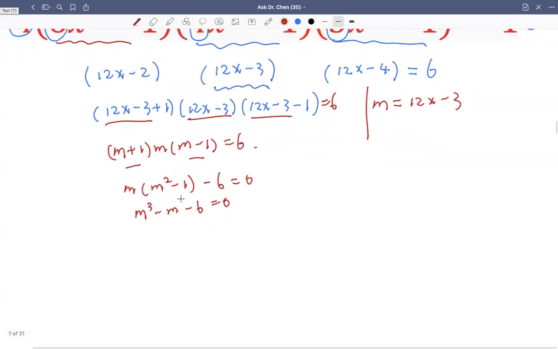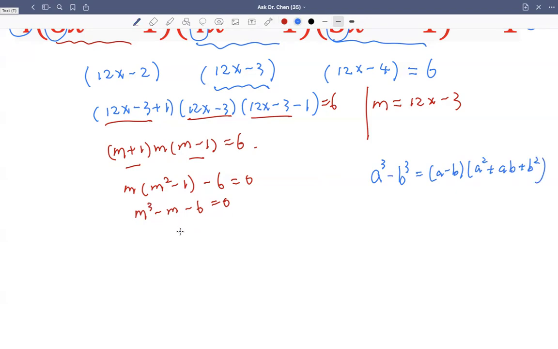Okay, this is a cubic equation, degree 3. So with degree 3, usually we want to use the sum of 2 cubes or difference of 2 cubes. Let's see, remember the formula a cubed minus b cubed equals a minus b times a squared plus ab plus b squared, right? So here maybe we want to form that. So negative 6, maybe we can split into negative 8 plus 2.